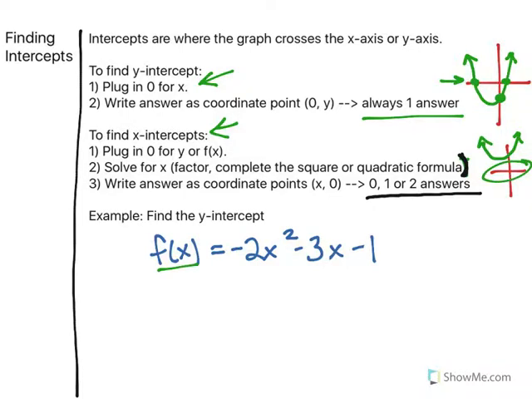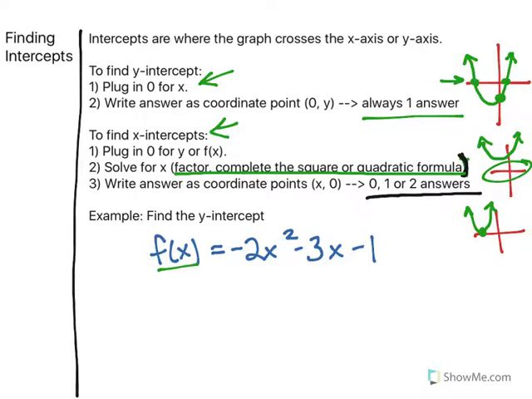Or we could have a graph that looks like this, where we only have 1 x-intercept. All of these are possibilities, okay? And we will find all of these answers by doing one of these 3 things: factoring, completing the square, or using the quadratic formula. All right, so finding y-intercepts, really simple, so we're going to start with that.